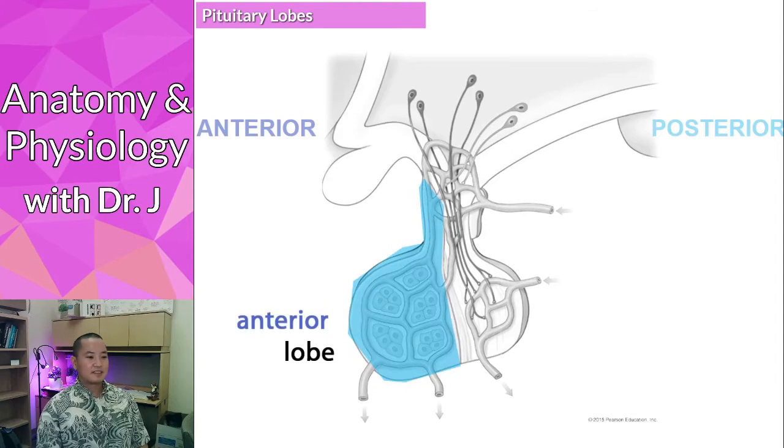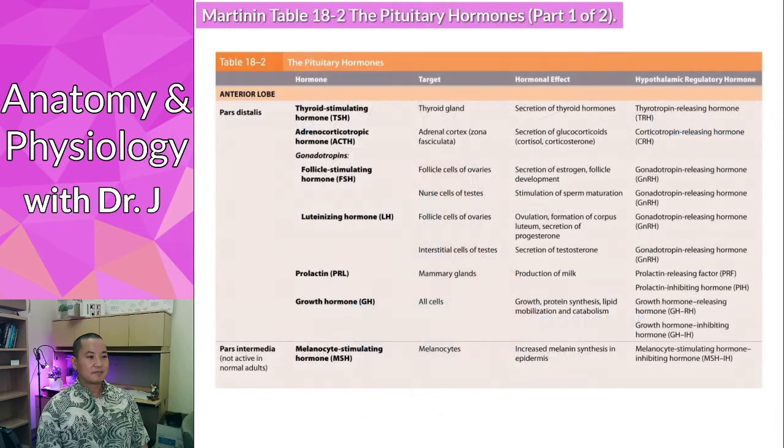So we have our anterior lobe and we have posterior lobe. Now this is the Martini version. What we have here is all these hormones that are secreted by the pituitary gland. These are all those stimulating and tropic hormones, but we also have prolactin and growth hormone.